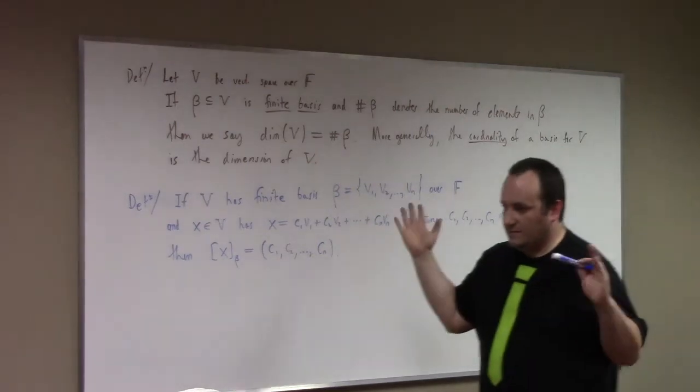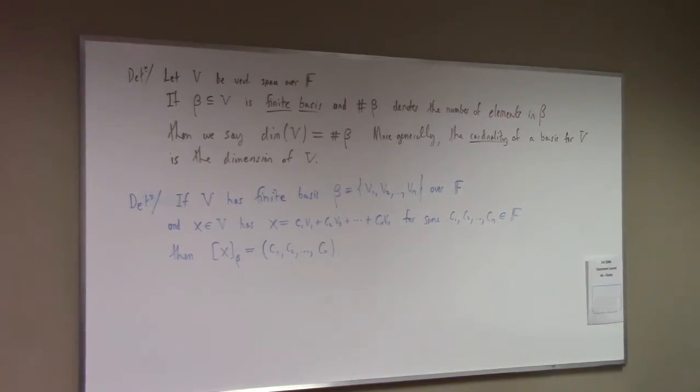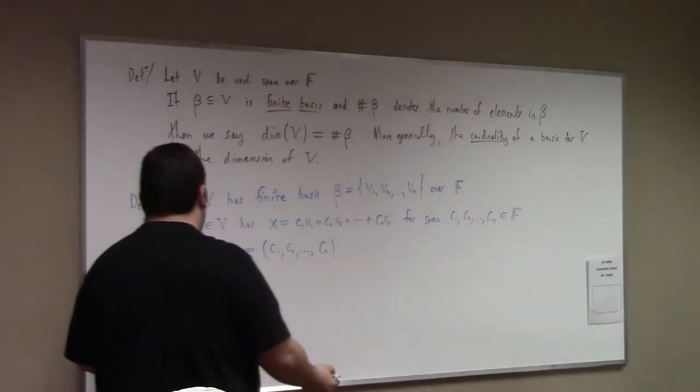So let me just get it out on the table here. Admittedly, logically, I haven't quite paid my dues yet. I should show you that the coordinate vector, if it exists, is unique. You know, I should really prove that this coordinate vector is unique.